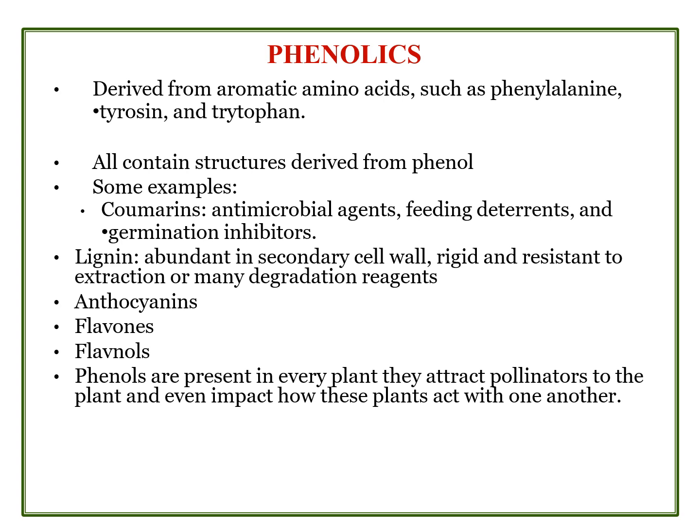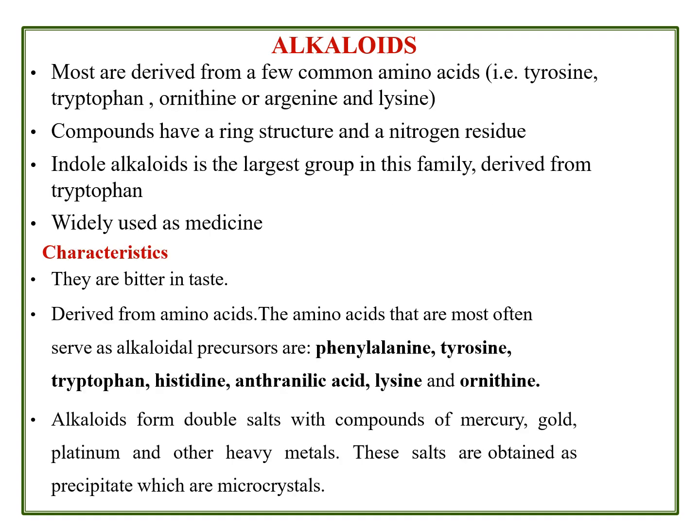Phenols are present in every plant. They attract pollinators to the plant and even impact how these plants act with one another, which is a very important aspect of the phenols. So phenols are more effective than the terpenes in this respect. Alkaloids are mostly derived from a few common amino acids: tyrosine, tryptophan, ornithine or arginine and lysine.